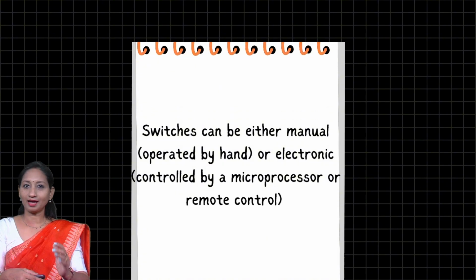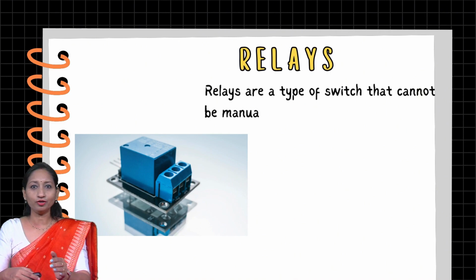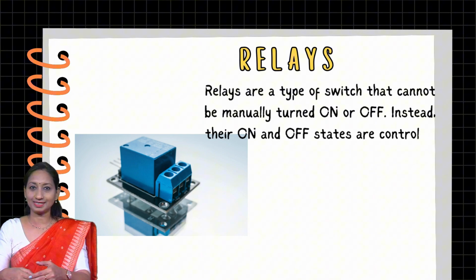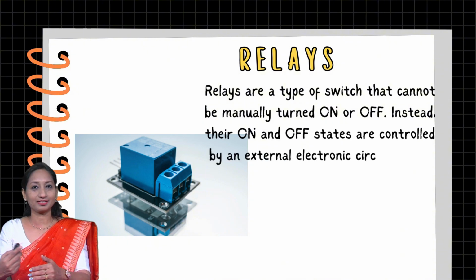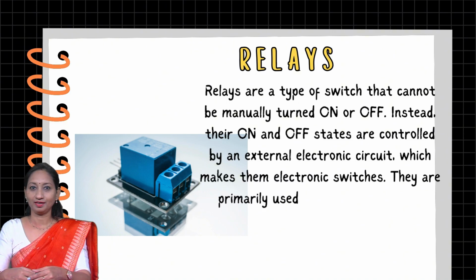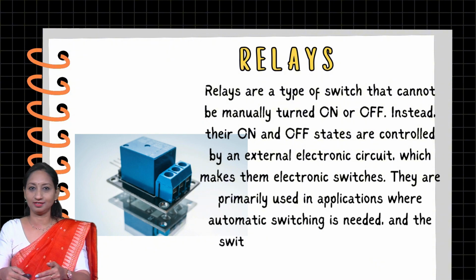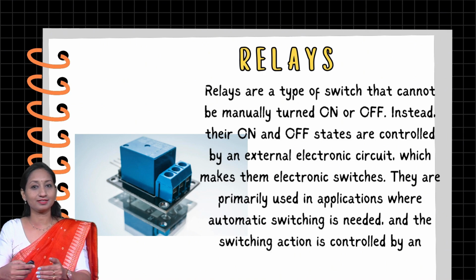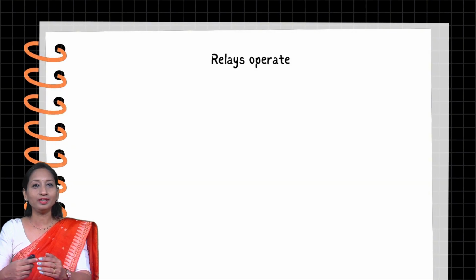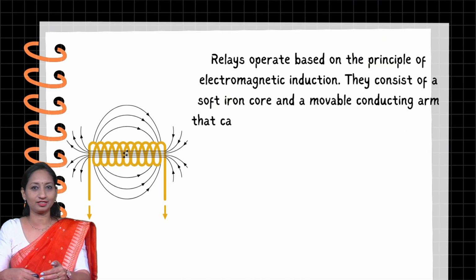Now we come to the last topic, that is relays. Now relays are a type of switch that cannot be manually turned on or off. Instead, their on and off states are controlled by an external electronic circuit, which makes them electronic switches. They are primarily used in applications where automatic switching is needed, and the switching action is controlled by an external controlling circuit. Now relays operate based on the principle of electromagnetic induction.